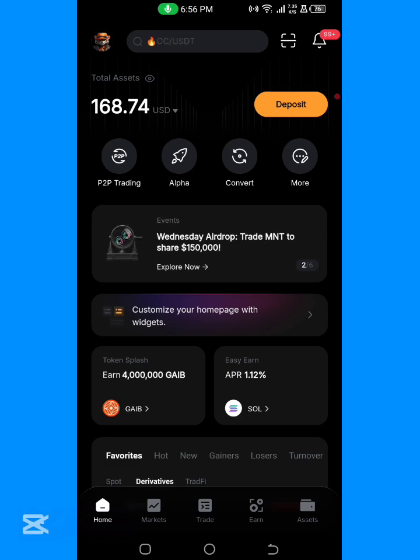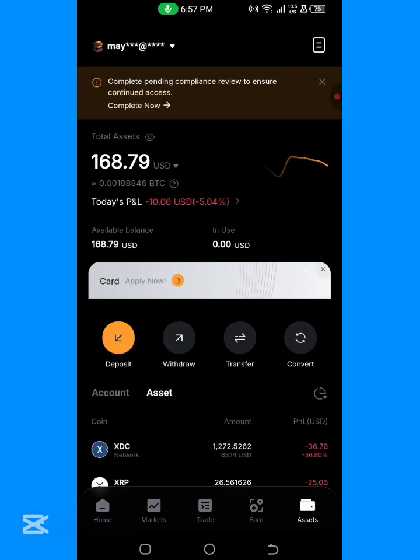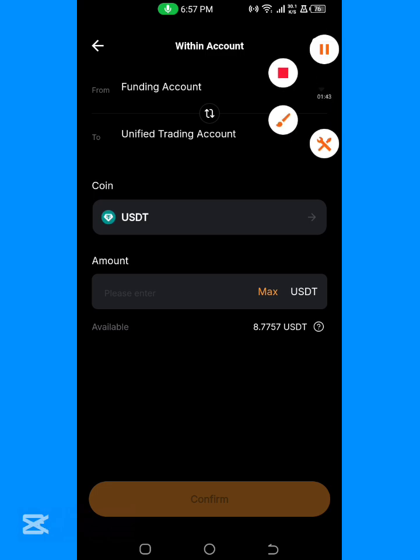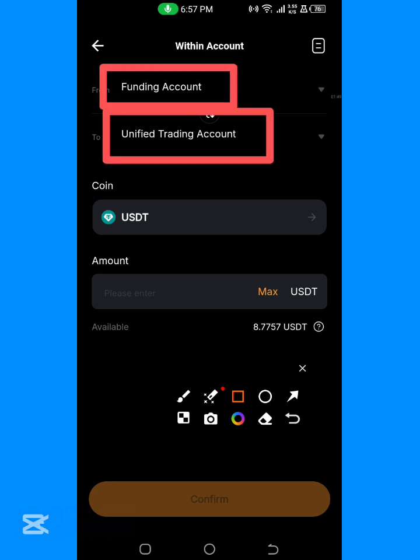Now, once you come to Bybit, if you have money in your Bybit account, probably the money is in your Unified account or funding account. If you want to trade futures, you have to transfer the money to the Unified account. So the first thing you need to do is get your USDT ready and transfer it to the Unified account. Click on assets, then click on transfer. You can see funding account and Unified account.